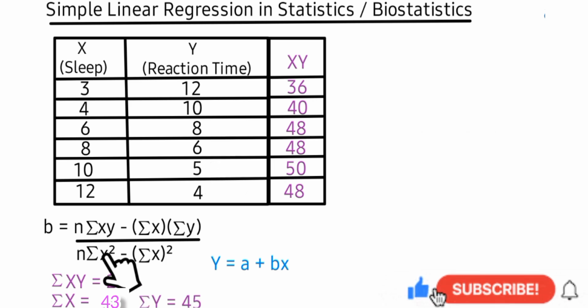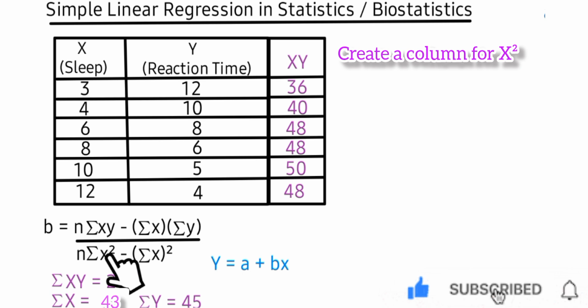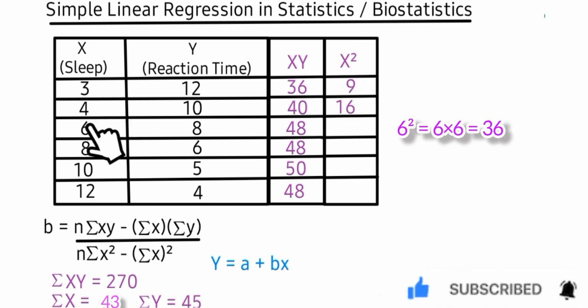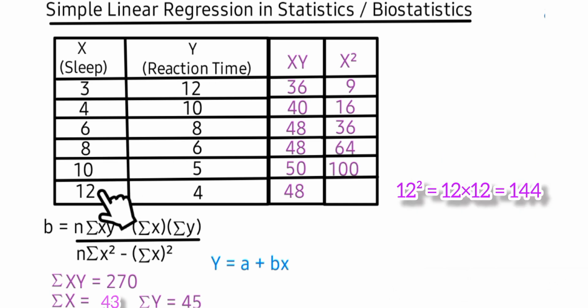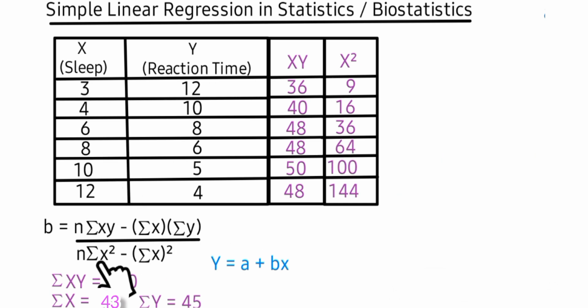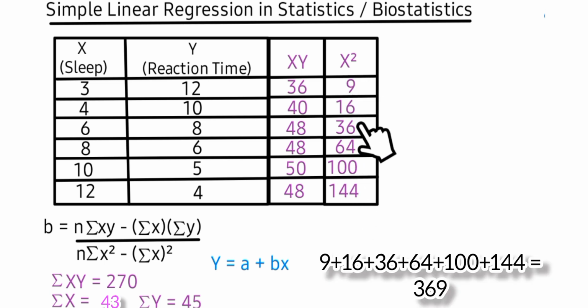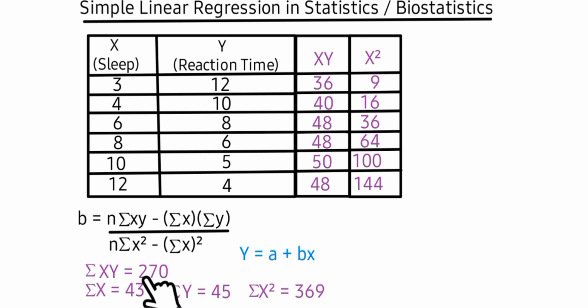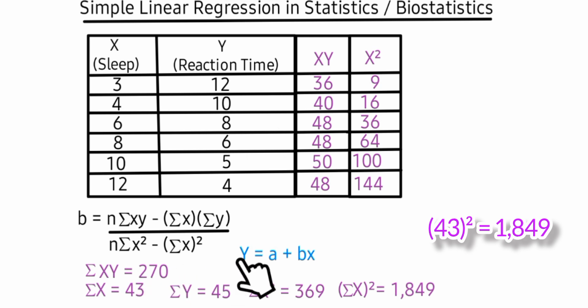Here we have summation x squared, so we're expected to create a column for x squared: 3 squared, 4 squared, 6 squared, 8 squared, 10 squared, 12 squared. Summing up all these values: 9 plus 16 plus 36 plus the rest, 369. Here we have summation x all squared. We square summation x, being 43, and the square of 43 gives 1849.